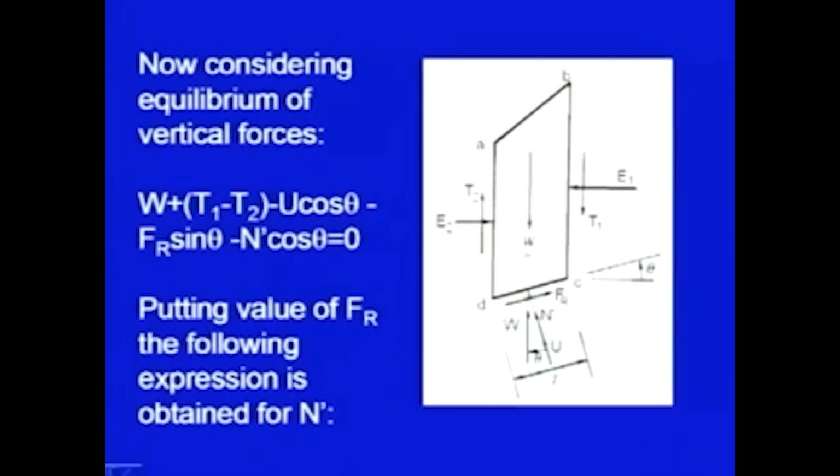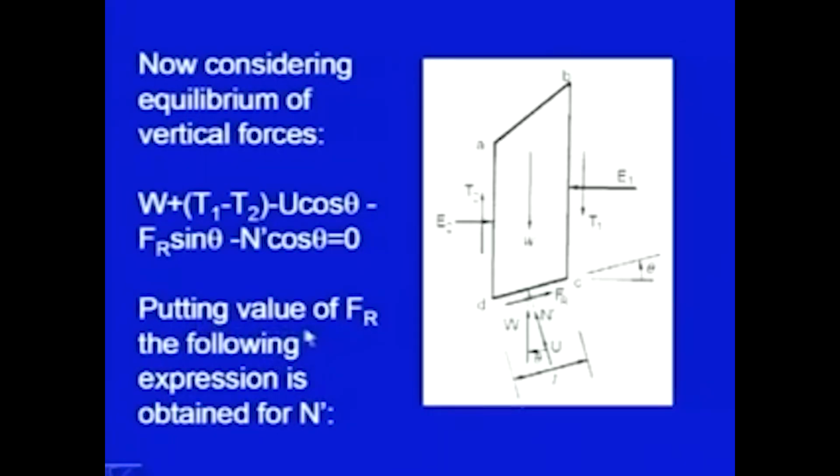So, W plus T1 minus T2, and minus this U, which is acting here. So, U cos theta, and then the component of Fr. The vertical component of Fr will be Fr sin theta, and the vertical component of N dash will be N dash cos theta. So, this equation will be there, and the total sum should be equal to 0 because we are considering the slice to be in equilibrium.